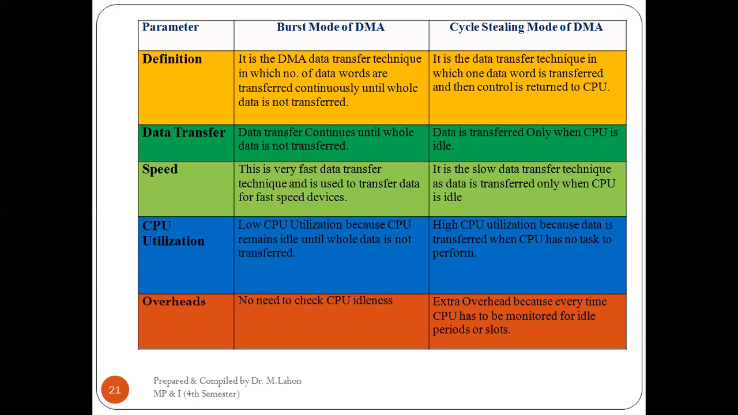In case of burst mode, checking of CPU idleness is not required, but in case of cycle stealing, you have to check every time whether the CPU is idle. Only when the CPU is idle can the transfer take place. So these are the two different ways of DMA data transfer.